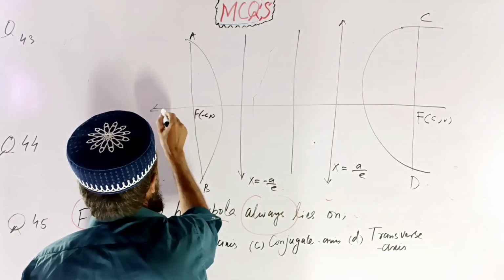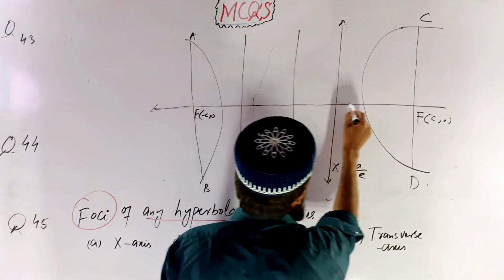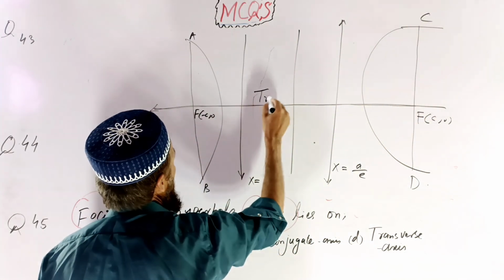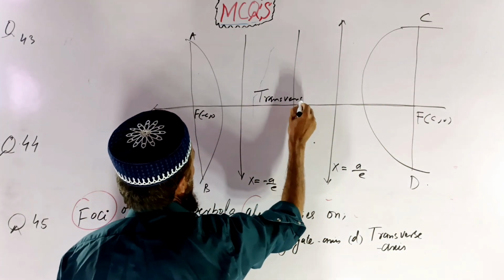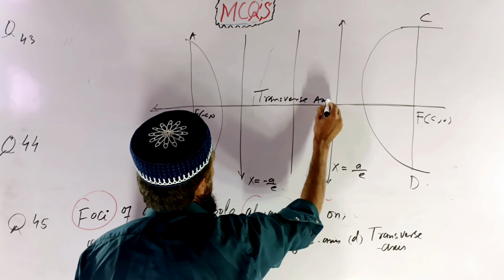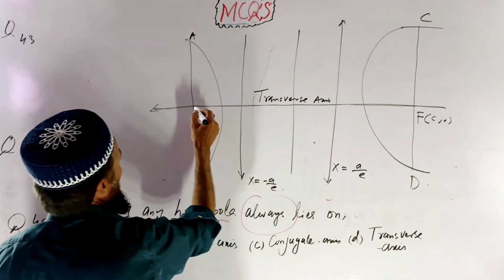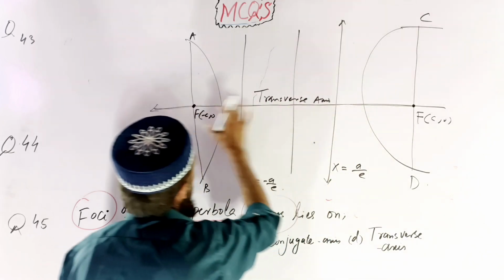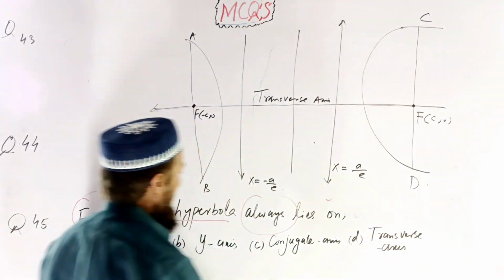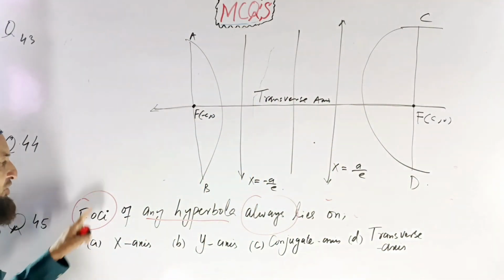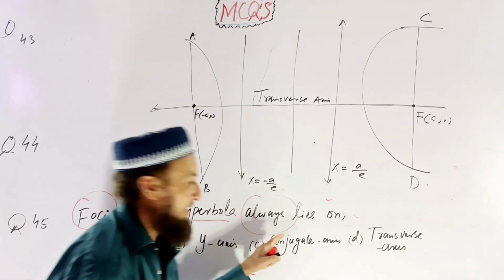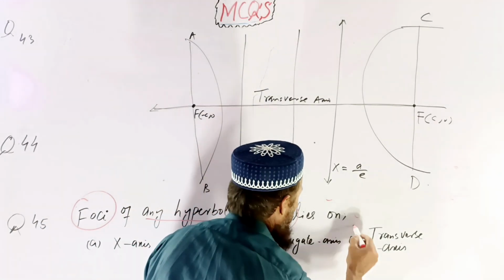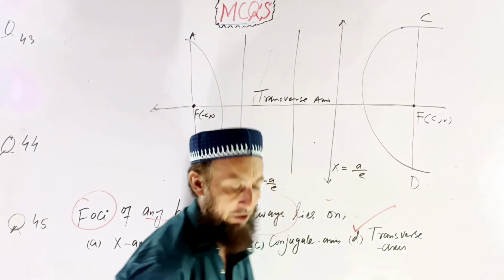So that is the transverse axis. It means that the foci must lie on the transverse axis. Any foci of any hyperbola always lie on the transverse axis. So option B is the correct option.